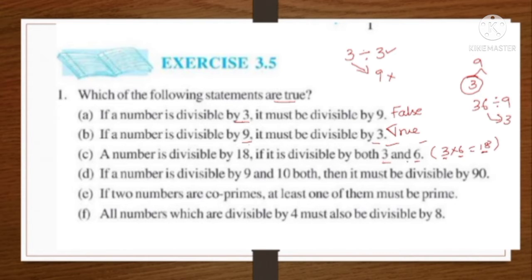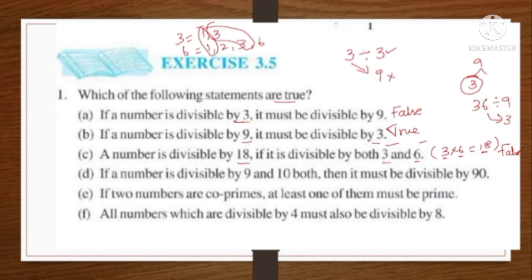3 and 6 are not co-primes. So looking at the factors, the factors of 3 are 1 and 3. Factors of 6 are 1, 2, 3, 6. So what is the common factor? 1 and 3. So they are not co-prime. So 3 and 6 are not co-prime. So their product won't divide the number. That is 18, it won't divide. So the answer is false.